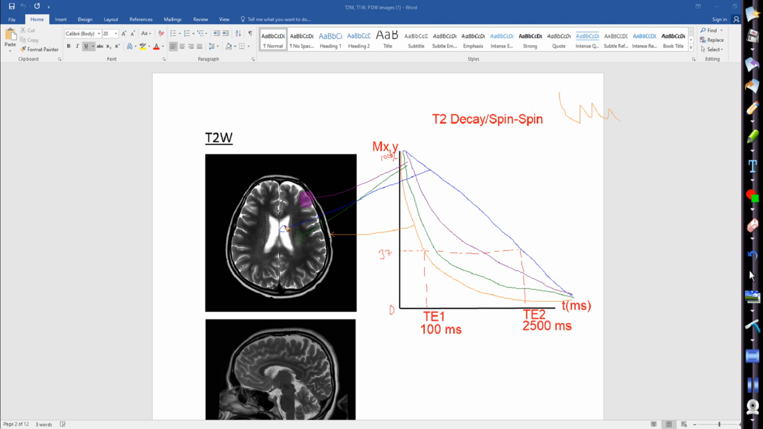So always go to the fluid when trying to identify if it's T1, T2, or proton density. If the fluid is bright, it's a T2 weighted image. The fat is darker, but also now we know that white matter decays faster than gray matter, so it's going to look darker than gray matter. So that's another way that you can identify a T2 weighted image.